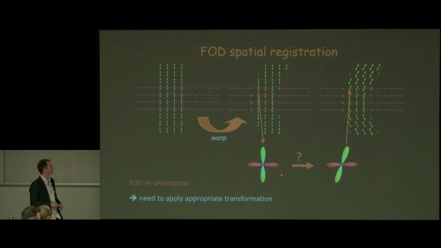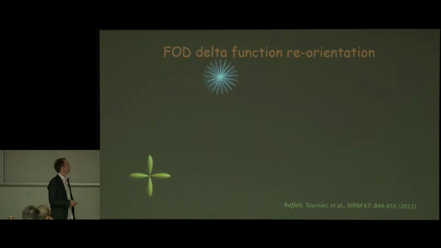In this example, it's not just a rotation that I'm applying. There's a kind of shear component to the transformation here, which leaves the left-right orientation as is, but modifies the inferior-superior one. So you need to do something a bit more clever to deal with this. And the way we do it, there's another approach that was proposed by Adam Anderson's group as well. Hong was the first author.